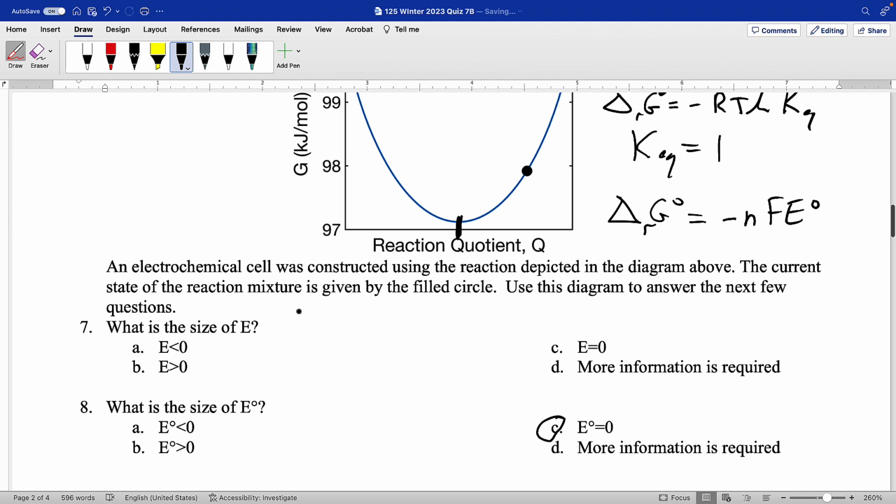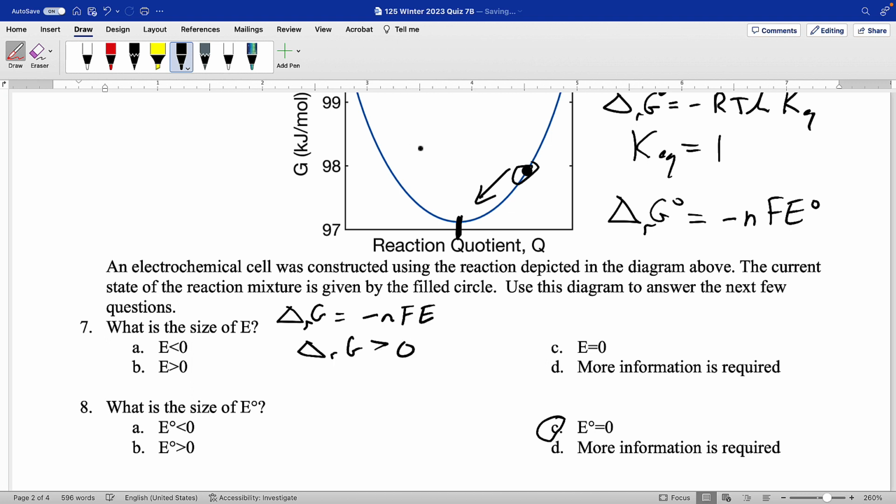Well, there's a couple ways to solve this number 7. One is to say that delta G itself is equal to negative nFE. So both of these are not being standard, right? So what's the sign of delta G? Well, is this reaction going to be spontaneous forward or backward? If we look, the state of our system is given by this dot. We can see to go down in energy, we have to go backwards. So the forward reaction is not spontaneous. So we can see delta G is a positive number.